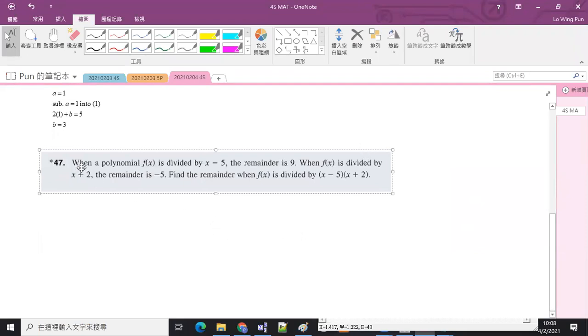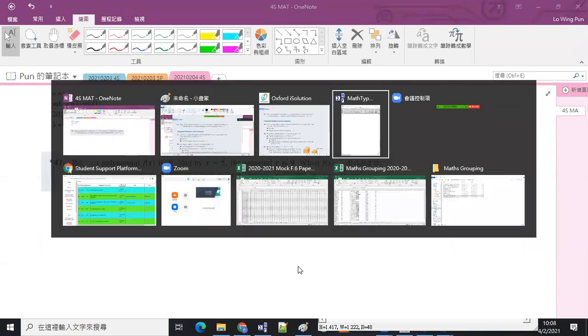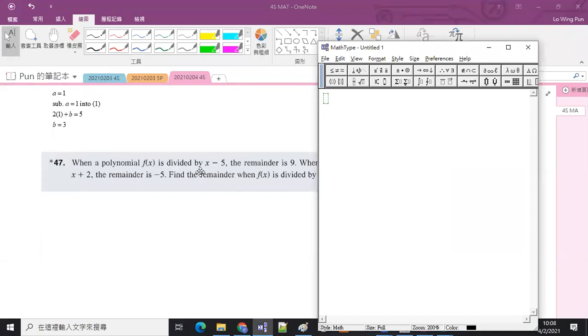Okay, when a polynomial f(x) is divided by x minus 5, the remainder is equal to 9. So this one is very straightforward. Okay, when it is divided by x minus 5, the divisor is degree 1. So we can use the remainder theorem. So f(5) is equal to 9.